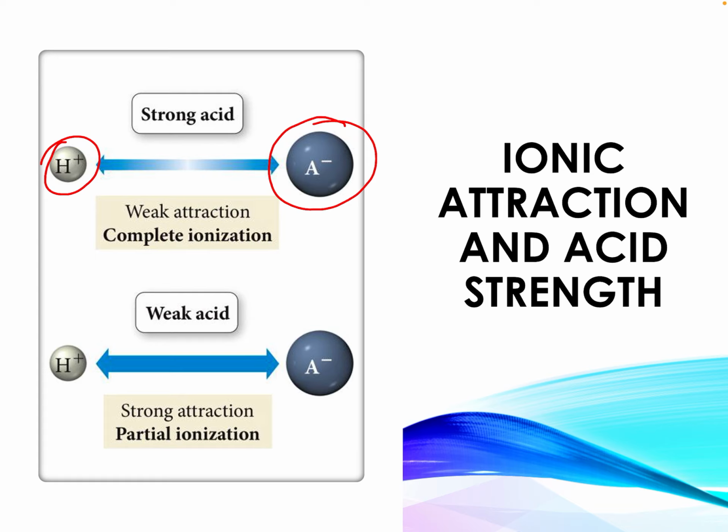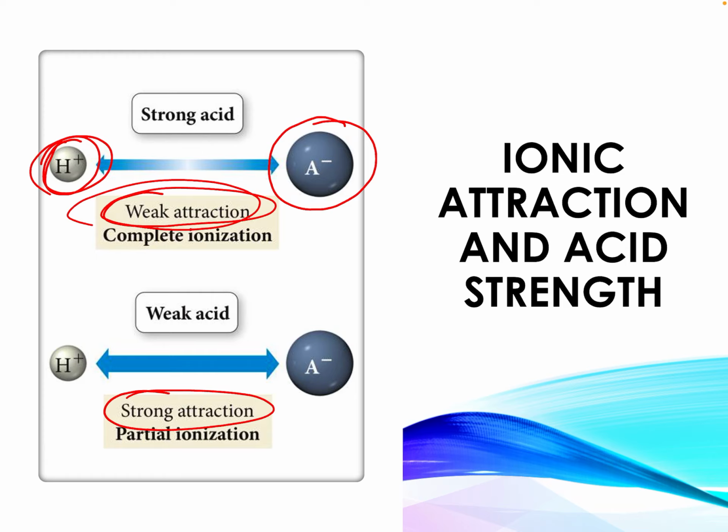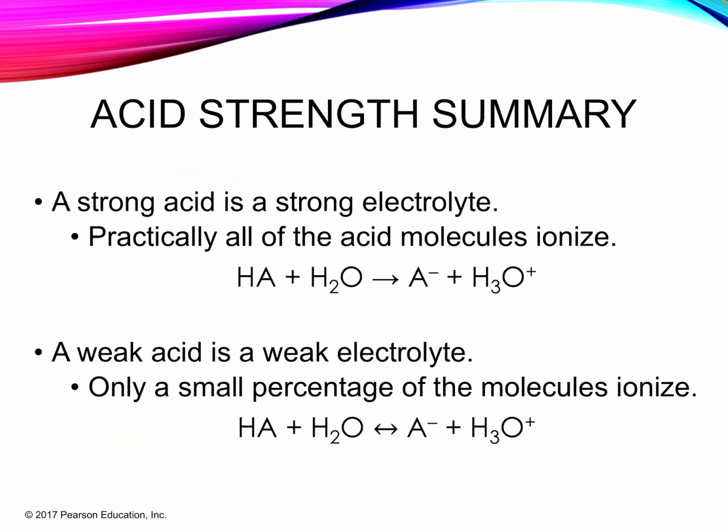But what I want you to know here is that if you have a very strong acid, that's telling you there's a weak attraction between your hydrogen and your conjugate base. And if you have a weak acid, that means there's a very strong attraction between your hydrogen and your conjugate base, right? It's not going to fall apart in water, whereas in a strong acid, our hydrogen would be more attracted to the water molecule than it is to our conjugate base.